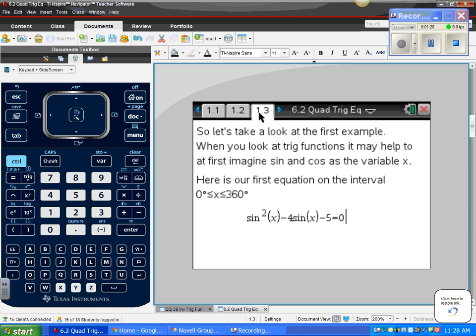Okay, so let's take a look at our first example. All right, so when you look at trig functions, it may help to first imagine sine and cosine is just a basic variable. We're very used to seeing quadratic functions. We're not used to seeing them in terms of sine and cosine. So if you need to, you can look at this in terms of a variable. What we can do is we can do a let statement. You guys know how to do let statements, right? You've done a million let statements.